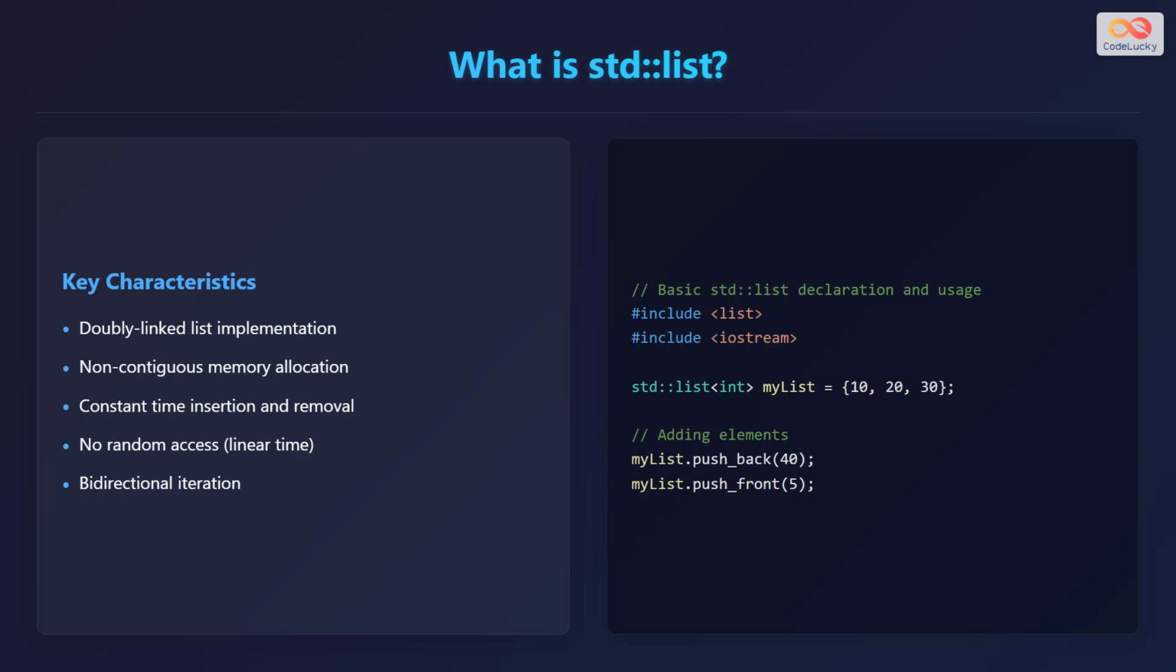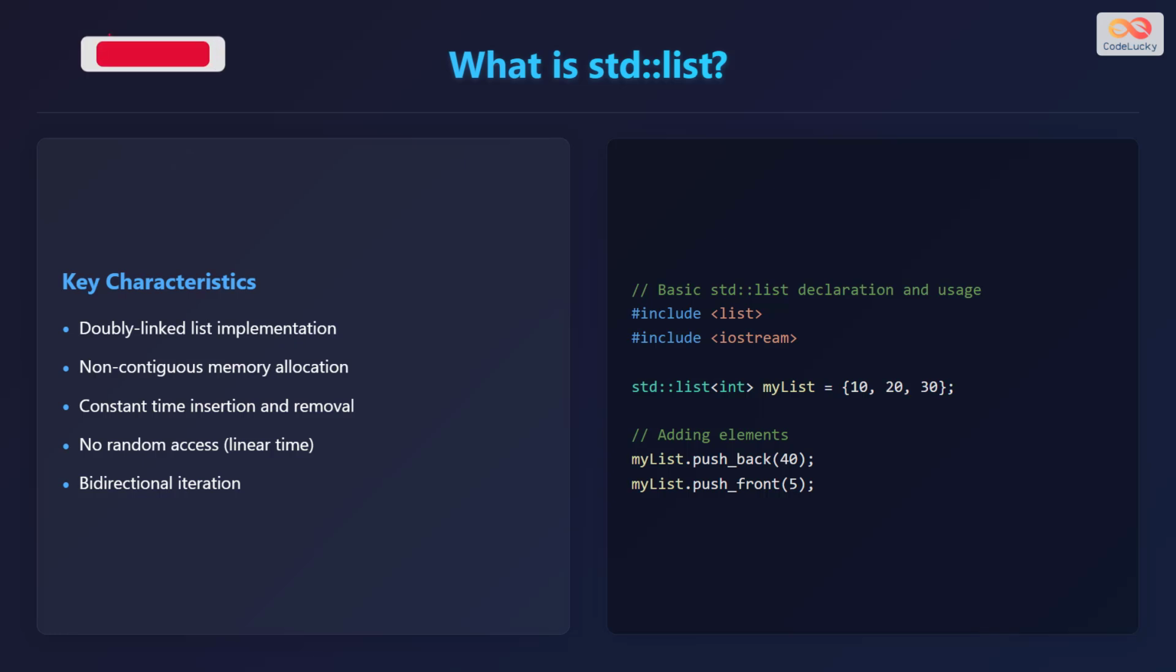However, it does not support random access, so accessing an element by its index takes linear time. Lastly, it provides bidirectional iteration, meaning you can traverse the list in both forward and backward directions. Here's a basic example. We include the list and iostream headers. Then we declare a std::list of integers called mylist and initialize it with the values 10, 20, and 30.